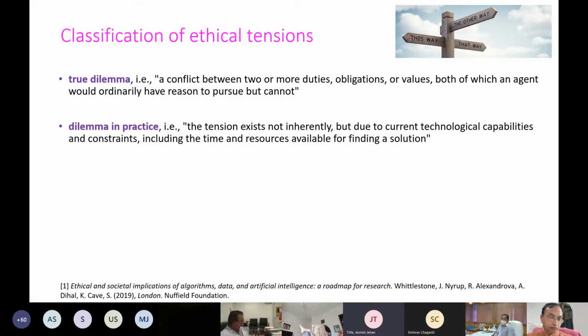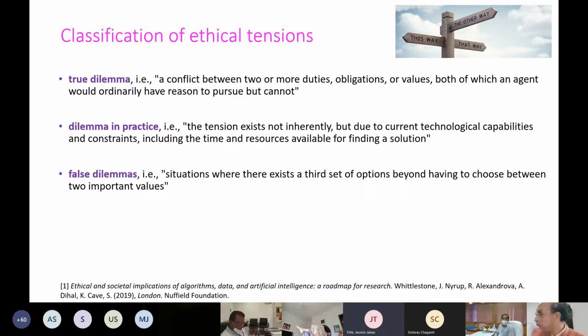Dilemma in practice means the tension exists not inherently, but due to current technological capability and constraints, which could be time, dataset size, and resources available, but it can be resolved by solving those problems. False dilemma, on the other hand, is a situation where the AI builder probably has made a decision, but that's not really true. So there exists a third set of options beyond having to choose between those two important values.